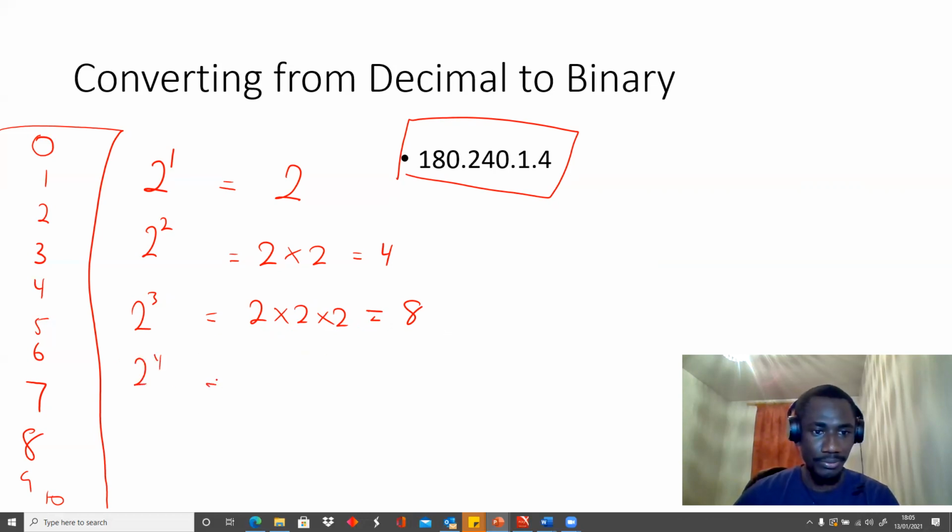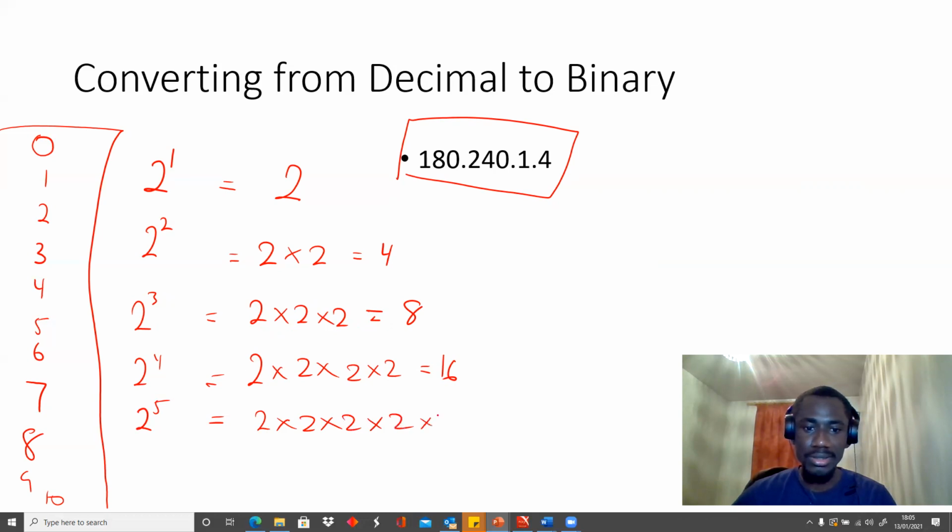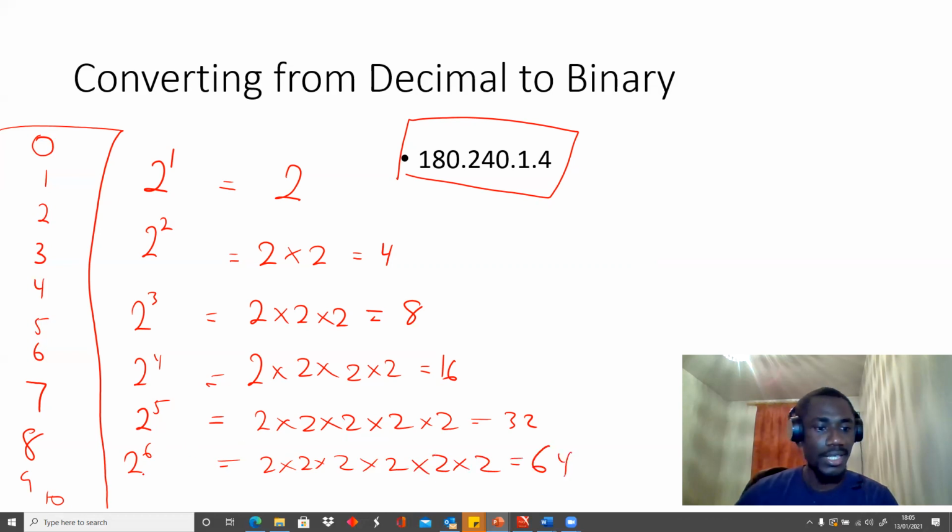Now we have 2 power 4. 2 by 2 by 2 by 2. That will give us 16. Then the next one, which is 2 power 5, with 2 by 2 by 2. That will give us 32. We have 2 power 6, which is 2, 3, 4, 5, 6. That's 64. And the last one, which is 2 power 7, which is 128. So 2, 3, 4, 5, 6, 7.